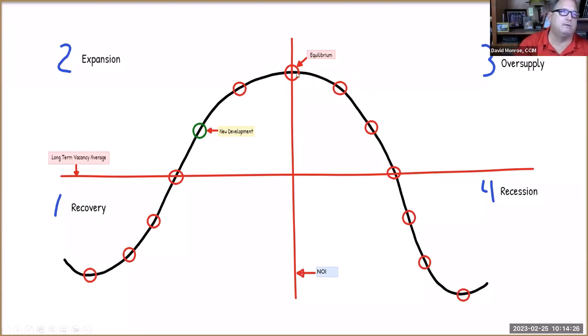Once we get past equilibrium, and equilibrium is when supply and demand are equal, once we get past that, we get into oversupply. So we still have properties under construction in the oversupply phase. There still will be year-over-year rent growth, but we are starting to see declines in the rents quarter over quarter. And then once we get below this long-term occupancy average, now we're getting into year-over-year rent declines. We're below that inflationary period where our rent growth is lower than inflation, and that puts us into that recession phase. So this is how we look at and determine where we place on the market cycle chart.